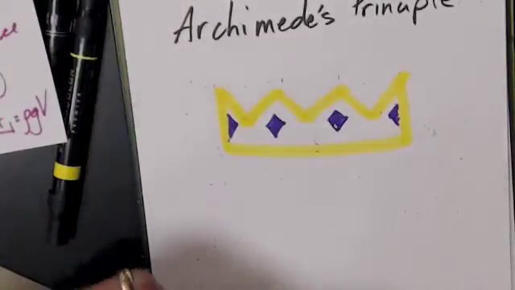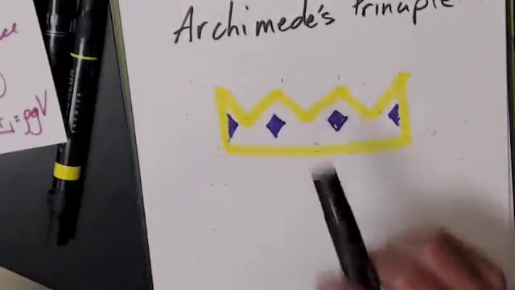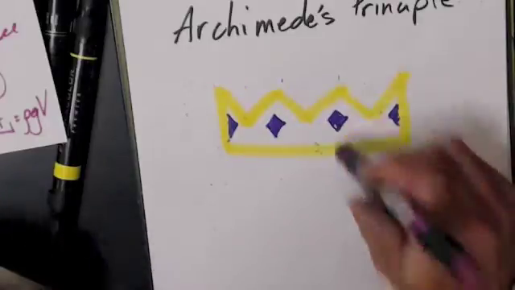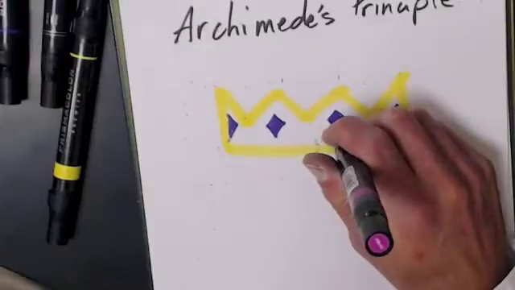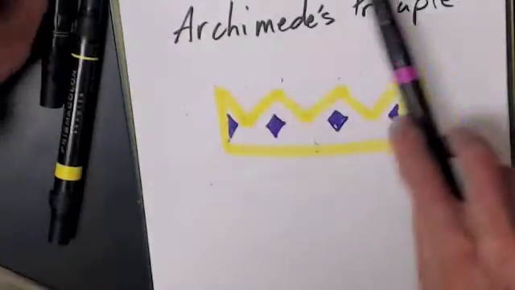Now the guy who discovered this was Archimedes, and it was something about a crown, and apparently it's exciting enough to make you run through town yelling Eureka, buck naked. But anyway, let's take a look at it again.